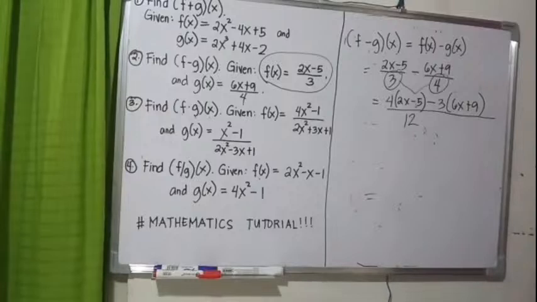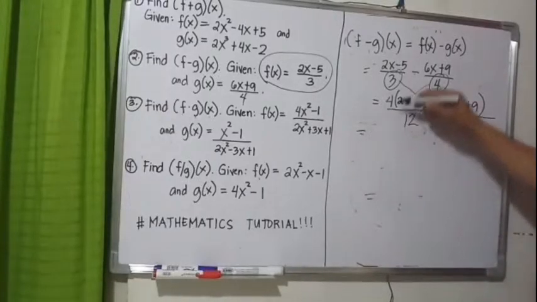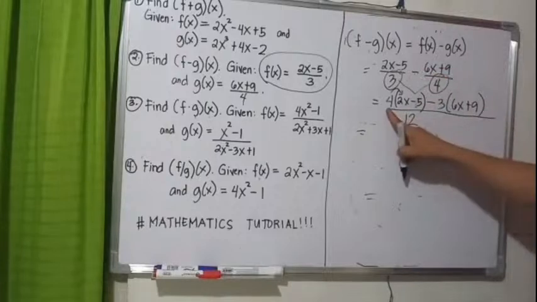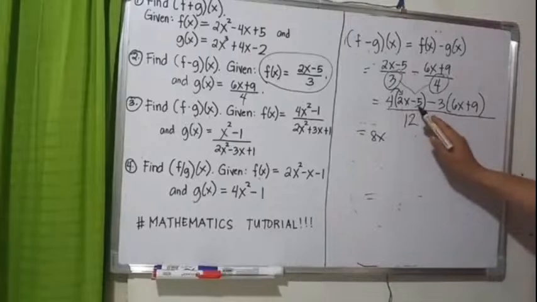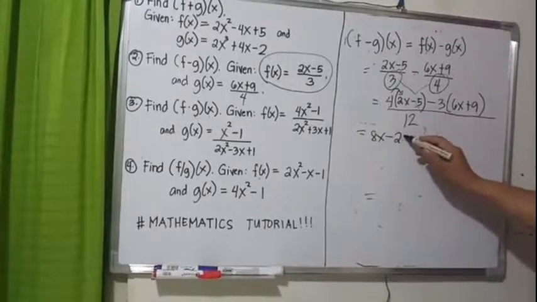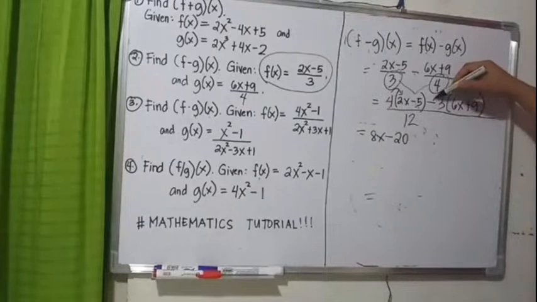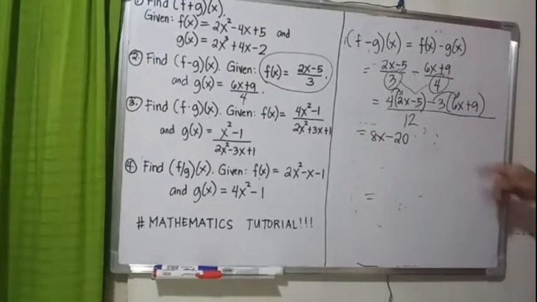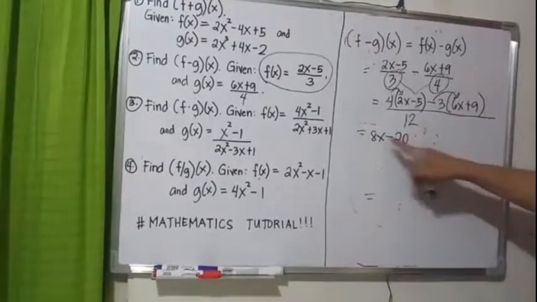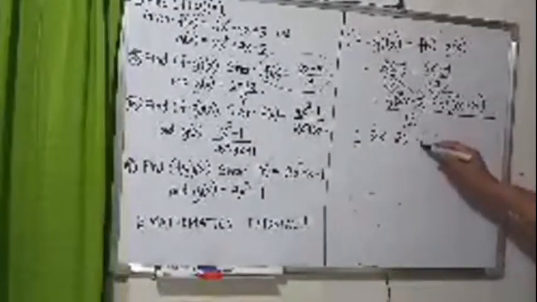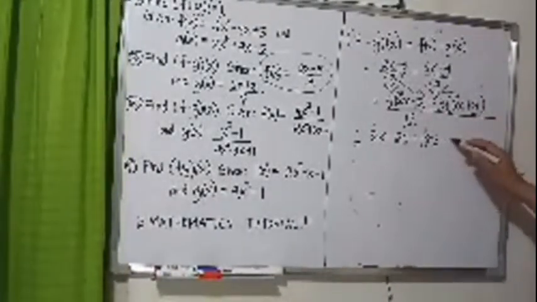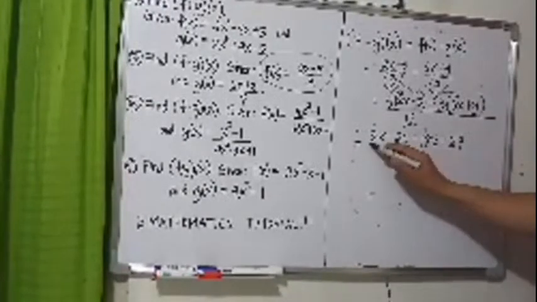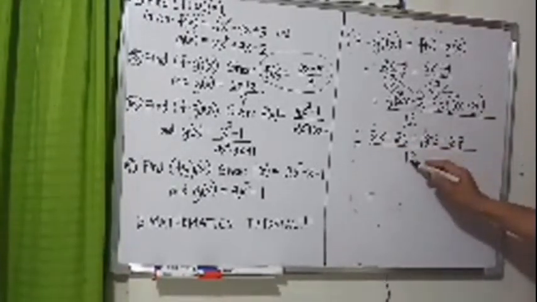Okay, next, simplify. I-distribute natin isa-isa. So 4 times 2x, that is 8x. Then 4 times negative 5, that is negative 20. Then this one, negative 3 times 6x, that is negative 18x. Then negative 3 times 9, that is negative 27 over 12.